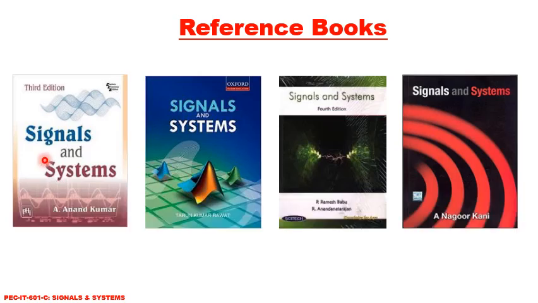Reference books are: the first book is Signals and Systems by Anand Kumar, the second book is Signals and Systems by Tarun Kumar Rawat, the third book is Signals and Systems by Ramesh Babu, and the fourth book is Signals and Systems by Nagoor Kani.